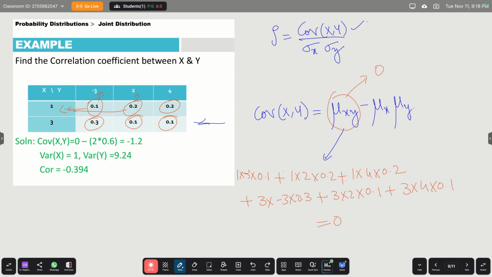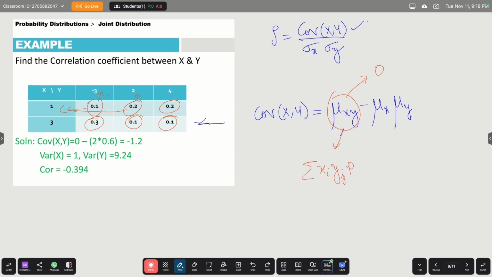Right? So that you can cross check with your calculations. Okay, you use your calculator or Excel, whatever it is, and calculate the mean of the joint probability distribution. Once again, for the mean of the joint probability distribution, the formula is sum of xi yj into the corresponding probability. Okay, so the mean of the joint probability distribution we got as 0. Now let us calculate the mean of x and mean of y separately.